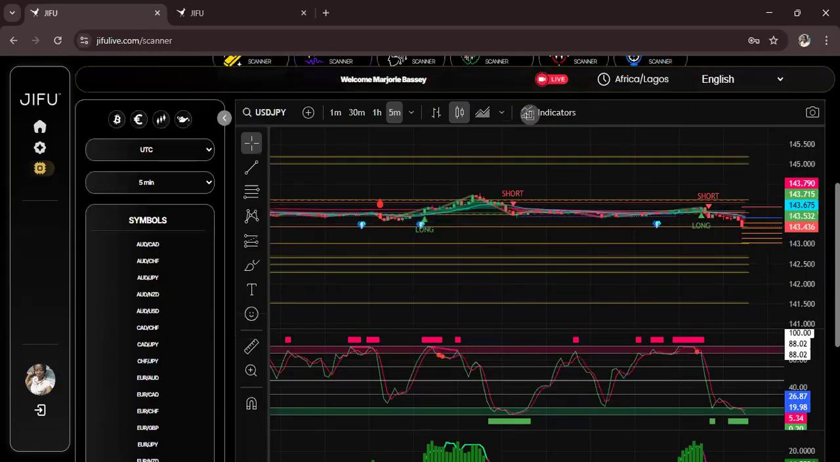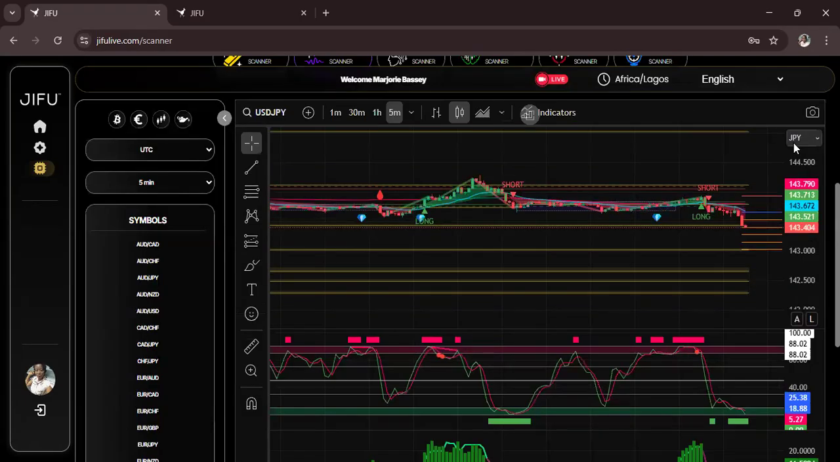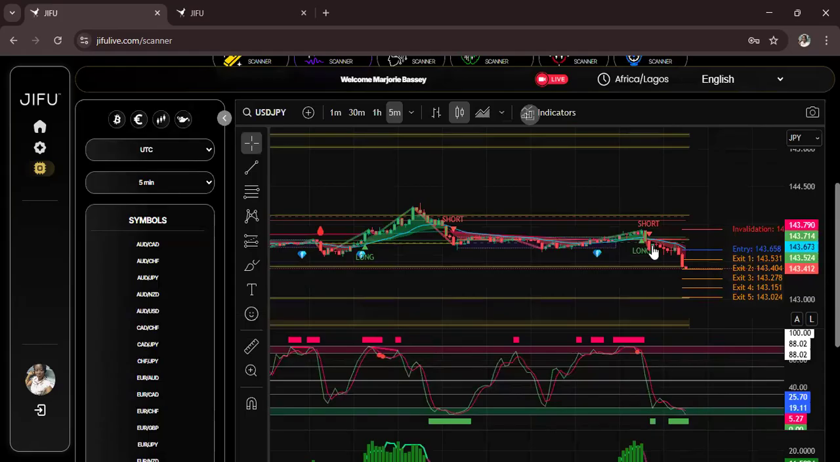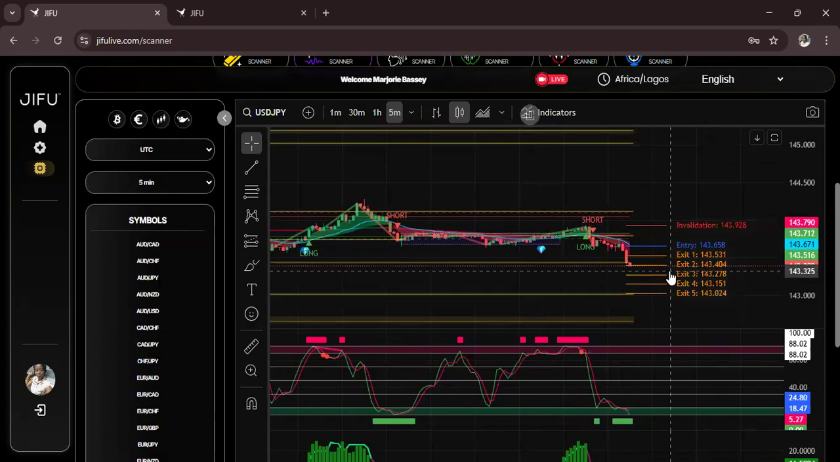Just let me look at you. I was in this trade yesterday, and then it actually started pulling back. Now it's actually started trading again. So this one is already gone. This trade is already gone, so we can't enter USD JPY.